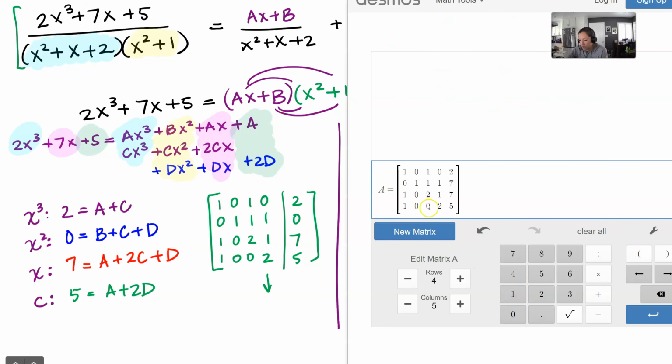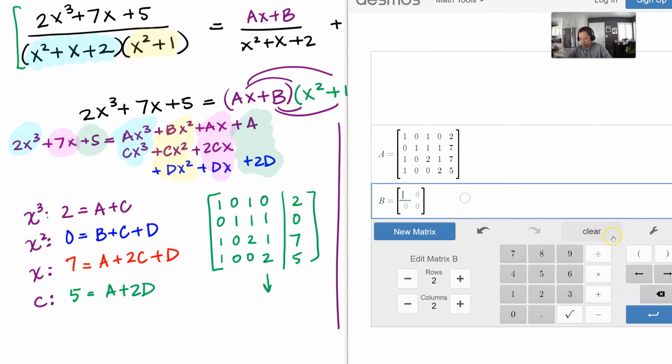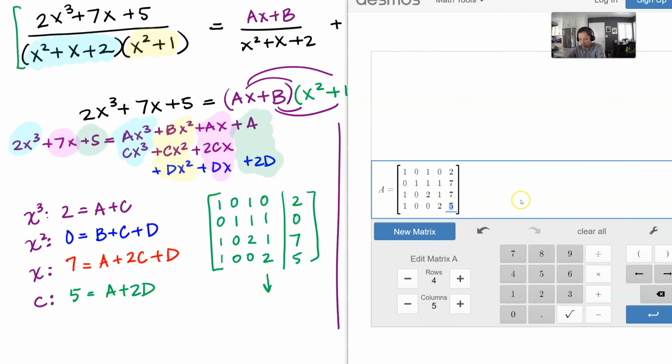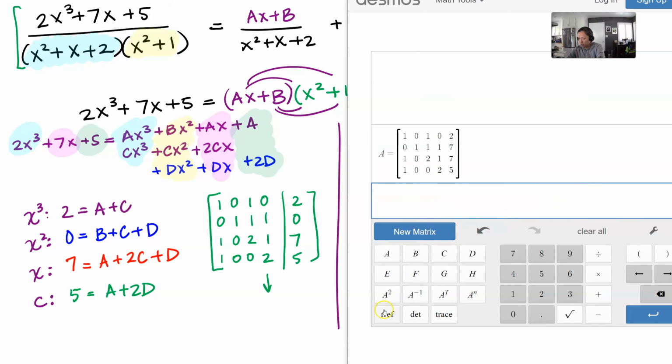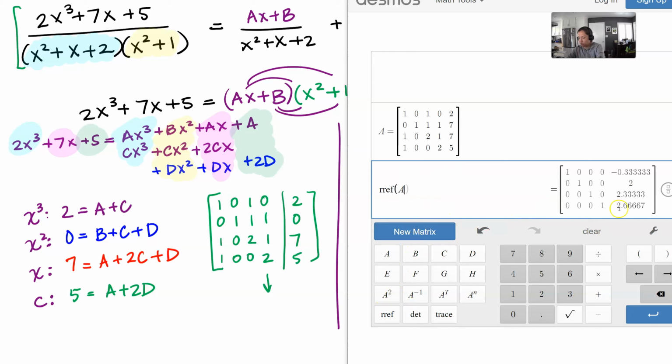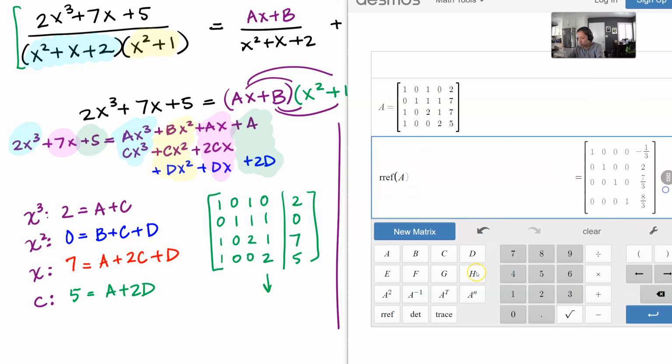So with the Desmos calculator, I'm just going to make a calculator that's that augmented matrix. I'm going to tell it, oh, I don't really want a new matrix. That was a lie. Let's say enter. And then I want to give reduced row echelon form of that matrix. So I can see there are my solutions. I can even press the fraction button. It appears my solutions are a is equal to negative 1/3.